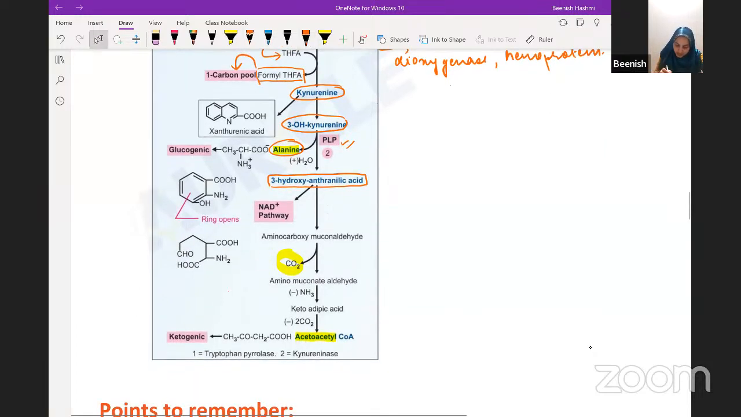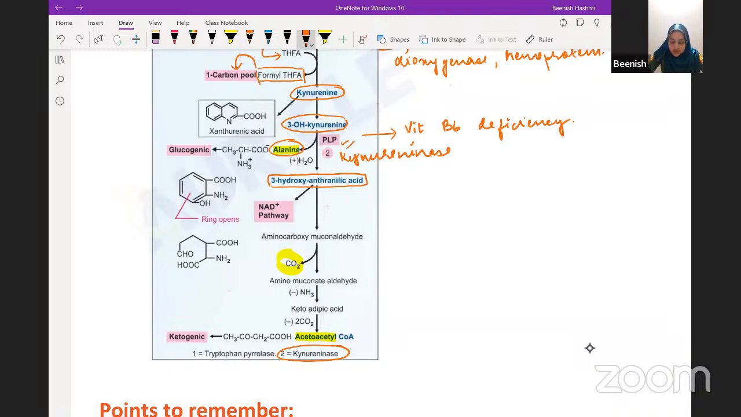And what is the enzyme? The enzyme is kynureninase. Okay, this kynureninase is the enzyme which requires PLP. So in case of vitamin B6 deficiency, what will happen? This reaction will not take place because your kynureninase is dependent on PLP, okay? So this reaction will not take place, so your kynurenine will increase and 3-hydroxyanthranilic acid will decrease, okay?